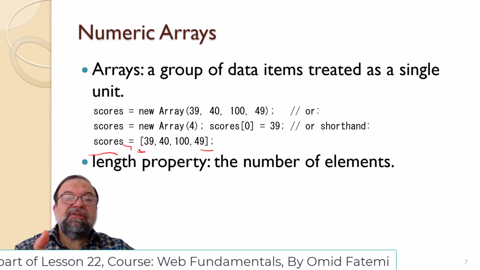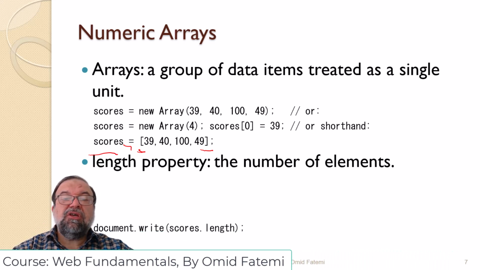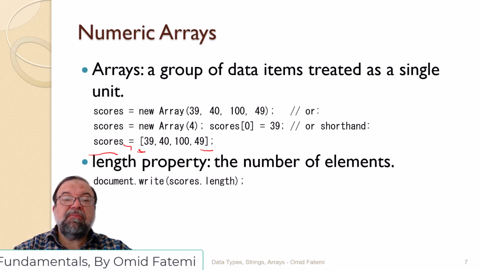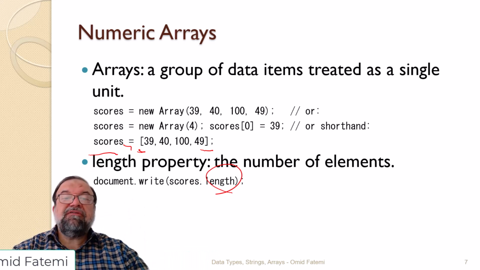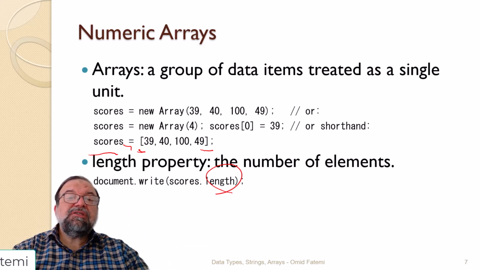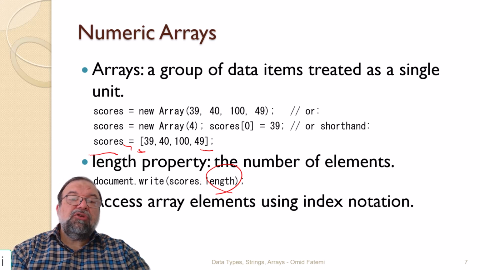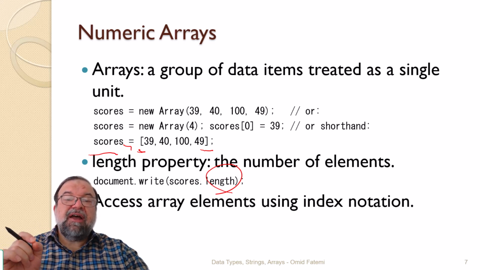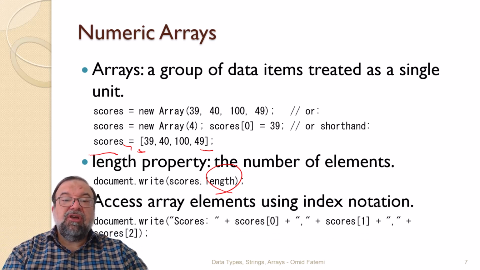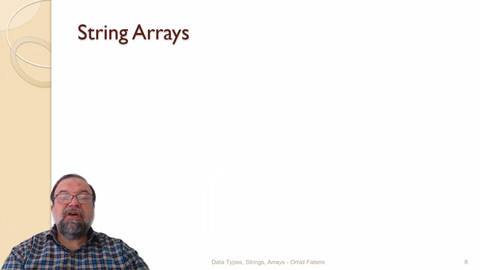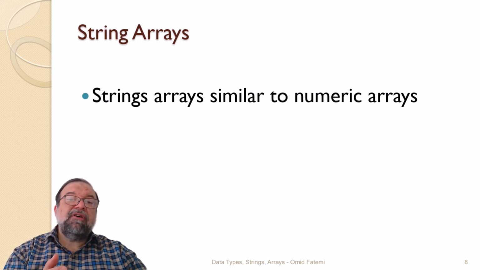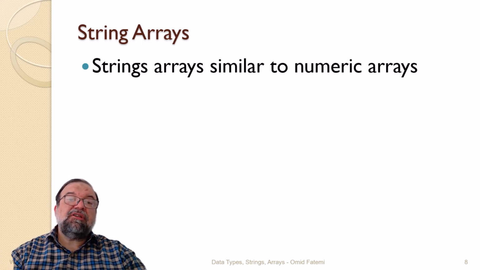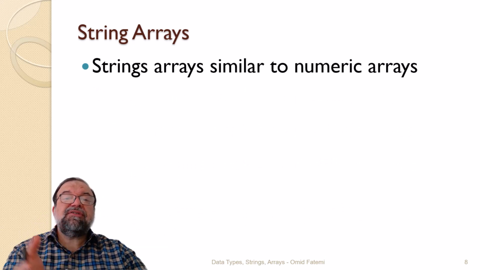Again, with an array, there is a property called length, which returns the number of elements. For example, scores.length. So for the scores that we defined before, the length would be 4. And as I mentioned, you could access every element of the array using index notation with square brackets. Now that we talked about integer arrays, numeric arrays, it is good to talk about string arrays. They're the same, but instead of elements of numbers, they have elements of strings.